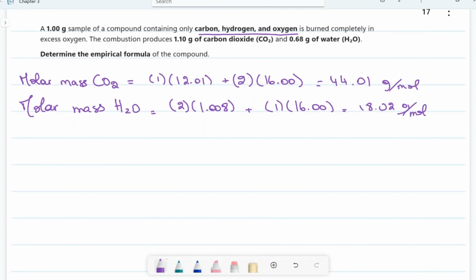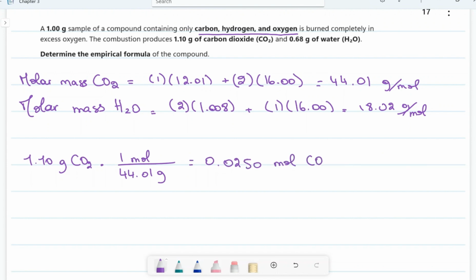Why do we need these? We are told we have 1.10 grams of CO2. I told you before that what we do with this is that we would like to find the moles of carbon. How do we do that? First of all, we find the moles of carbon dioxide. Since we have the molar mass given in grams per mole, we take the 1.10 grams, we multiply by 1 mole divided by 44.01 grams. This would give us 0.0250 moles of CO2.